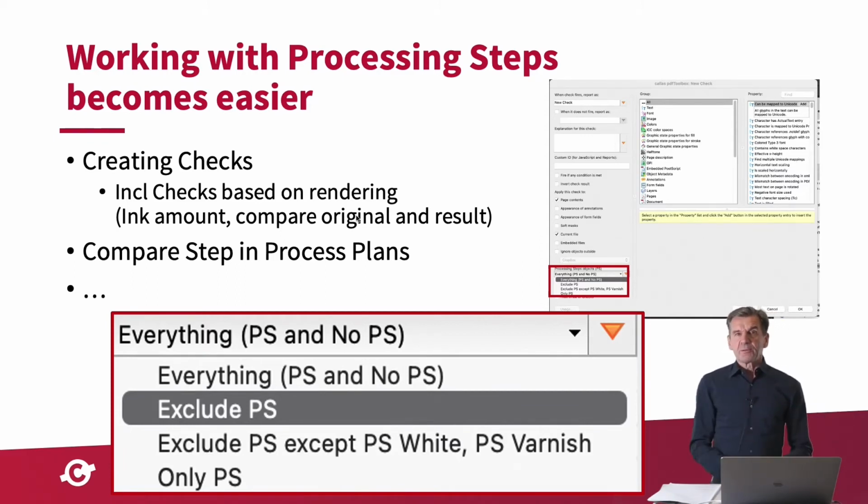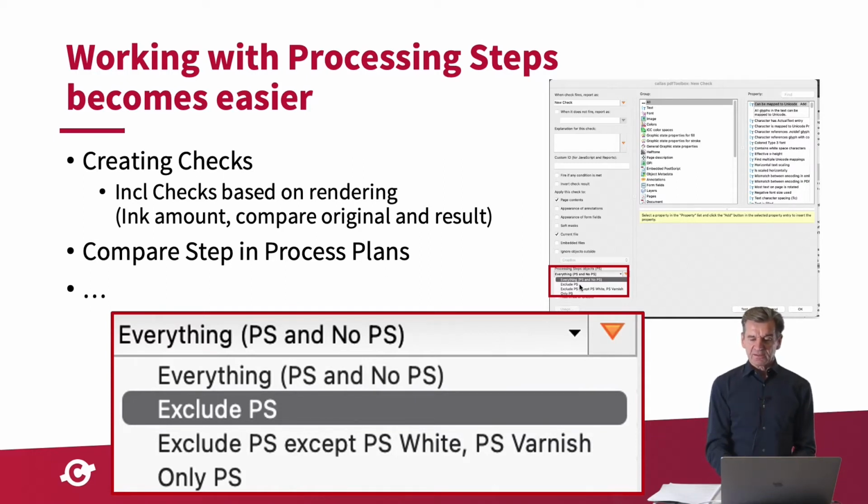Already in pdfToolbox 12, you could create a check. You could just say, okay, is not on a processing steps layer, and then you could achieve what you want to do. So exclude any content that is on a processing steps layer. However, then you would have to manually set that up in your checks. You would have to define those conditions yourself. That is more convenient in pdfToolbox 13.